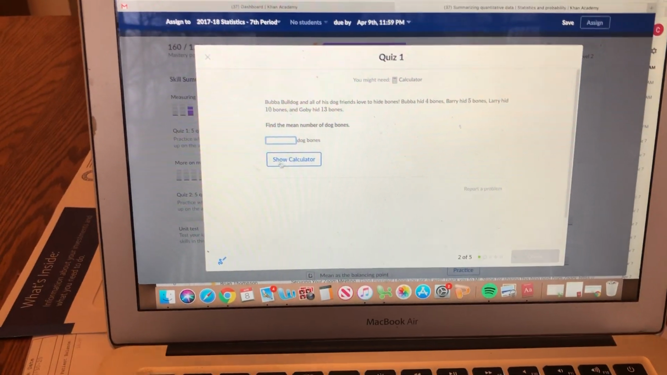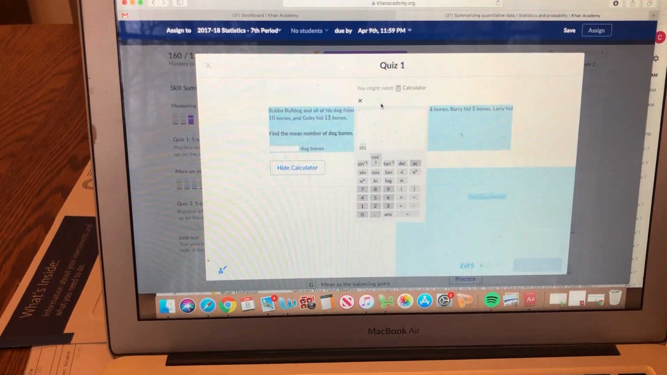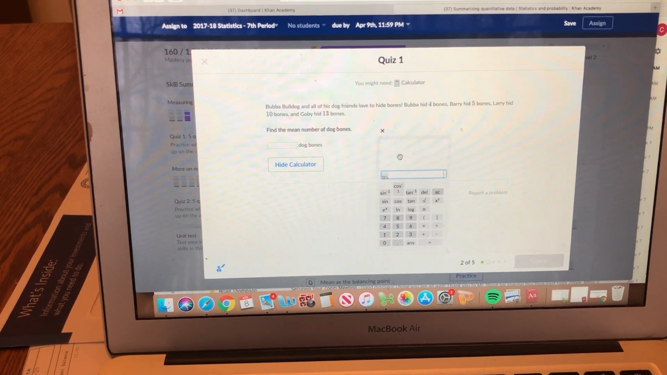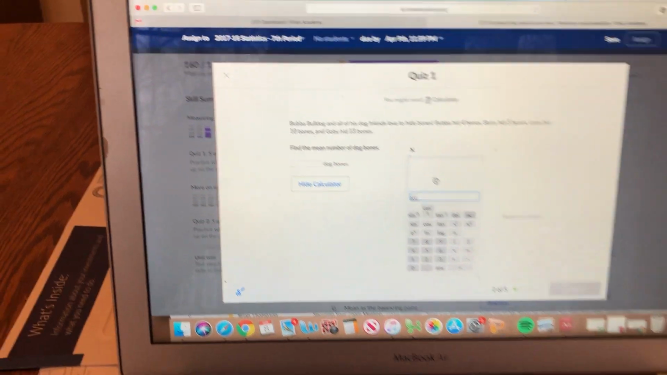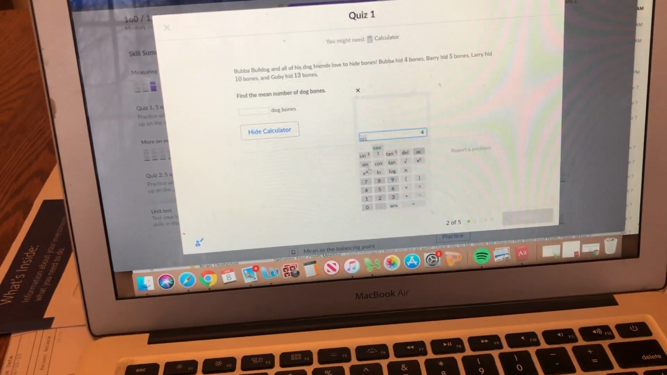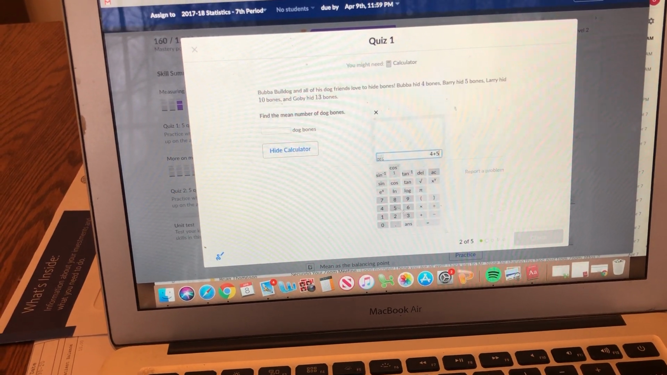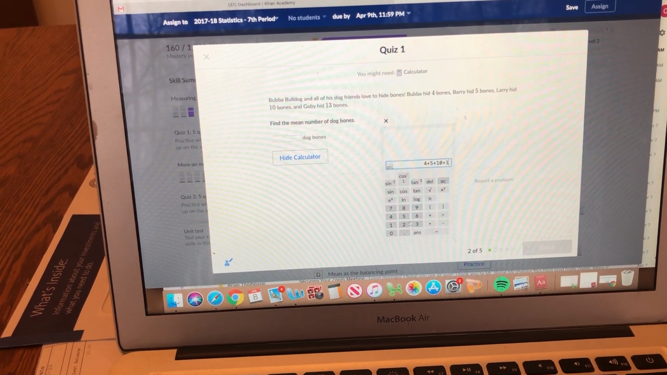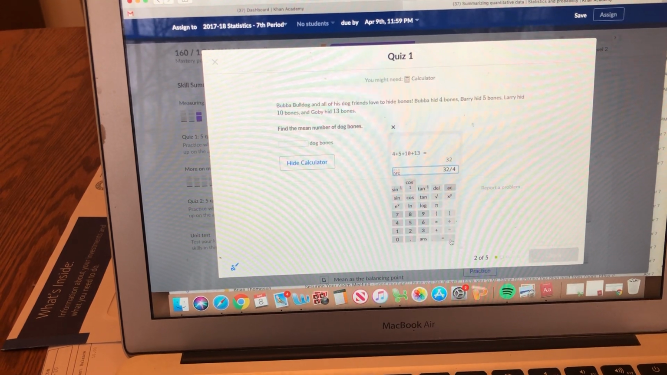Let's see what the show calculator does for you. Oh, there we go. We got a little calculator. We can do the addition. Drag that out of the way. I can do my addition on there. So I can do 4 plus 5 plus 10 plus 13 and divide that by 4 and I get 8.